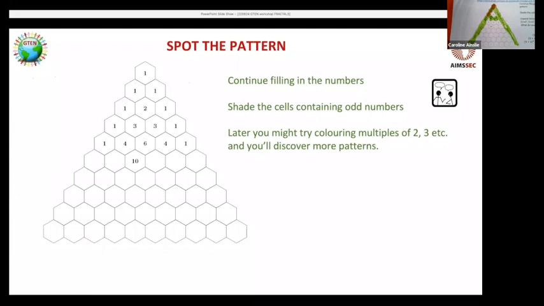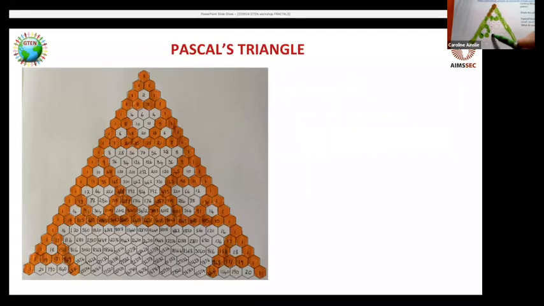Don't watch Caroline, try doing it yourself. Don't watch me. Okay, I'm going to show you. Here it is. Wow. Did you expect that? Caroline has just started to reveal the same thing. But what you actually get is something which looks like the Sierpinski triangle.